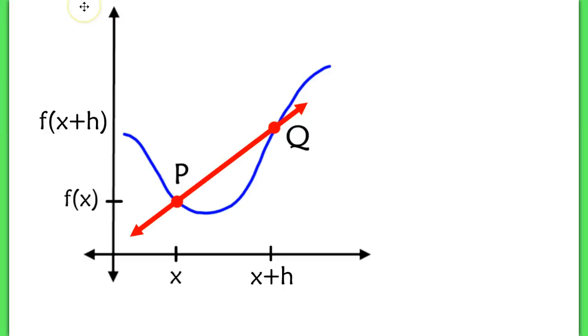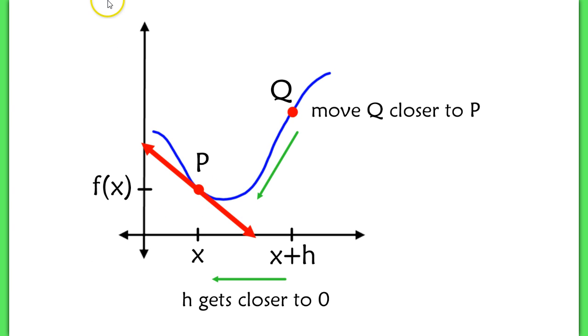Now, yesterday we talked about how we can find the slope of a tangent line to the graph here at point P if we were to just move Q closer and closer and closer to P. So as we move point Q closer to P here, h will get closer to 0. So we say that the limit as h approaches 0 of our difference quotient will give us the slope of the tangent line here at point P.